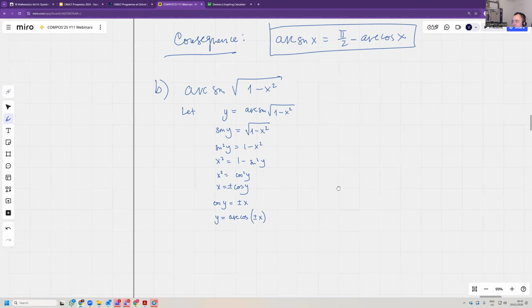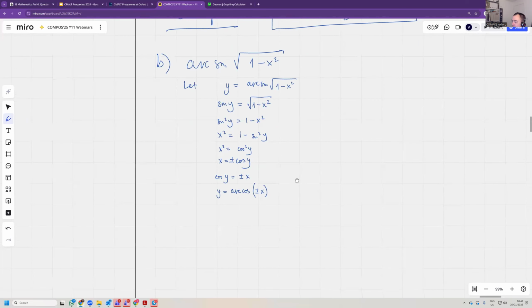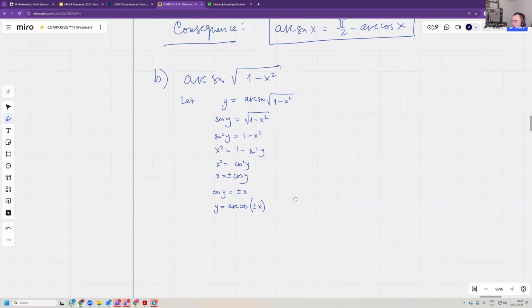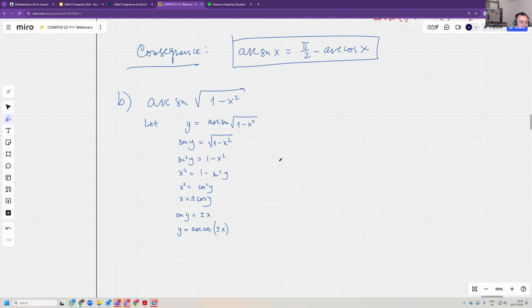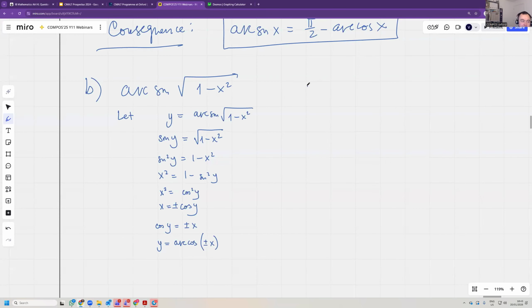Oh, yeah, arc cos x. Oh, of course, there are limitations on x. Because there's a square root, you can't take the square root of a negative number. So 1 minus x squared must be greater or equal to 0, so x squared must be less than or equal to 1. That means modulus x must be less than or equal to 1, so x can only be between minus 1 and 1.